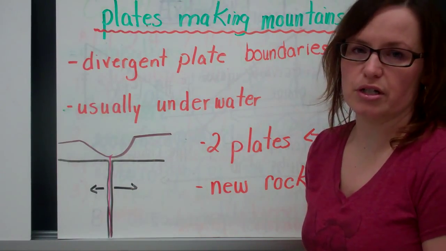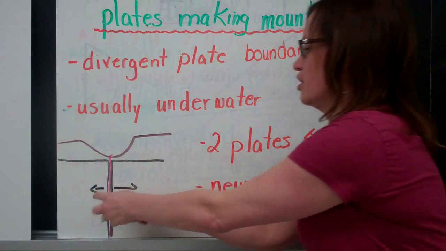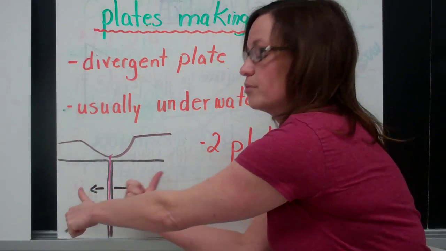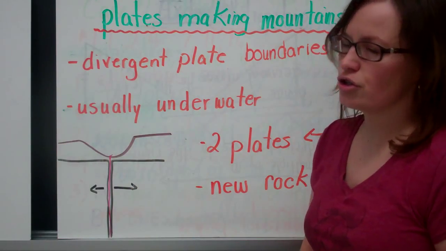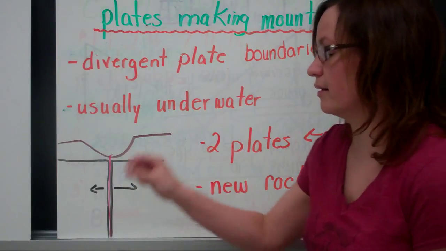So the first type of plates we're going to talk about are divergent plates. Divergent plates are plates that are moving away from each other. So if you can see here are my two plates, and the plates are moving in opposite directions. This usually occurs underwater. And when the plates move away from each other, it leaves a gap.